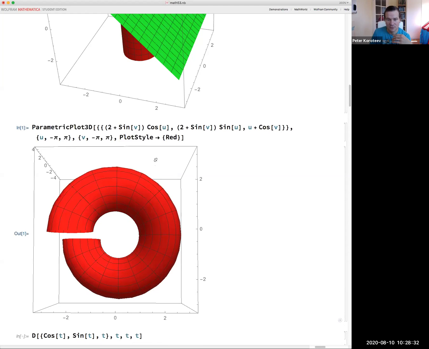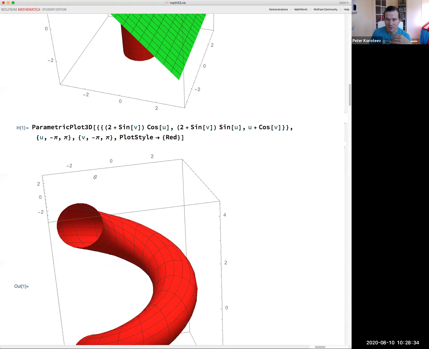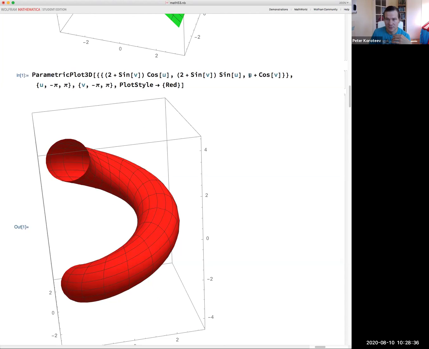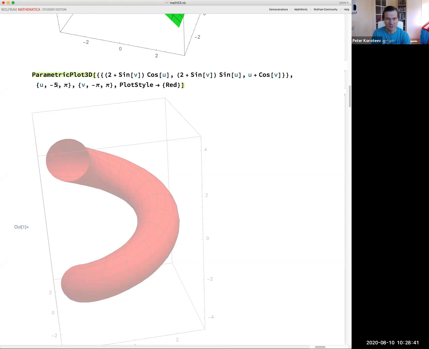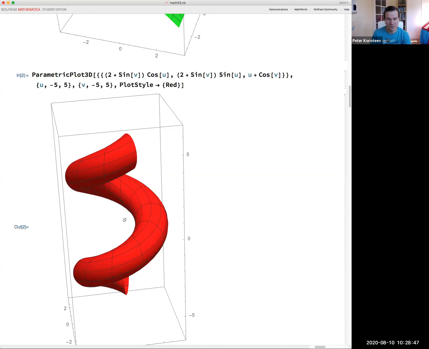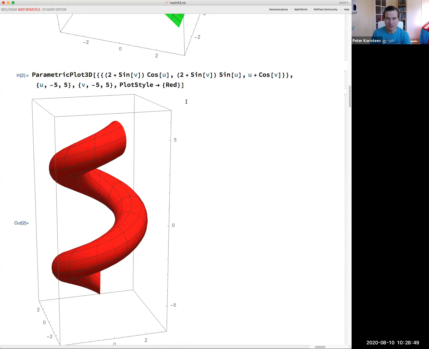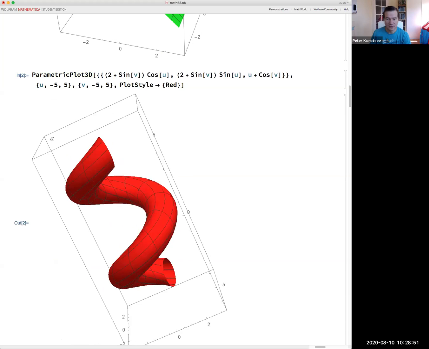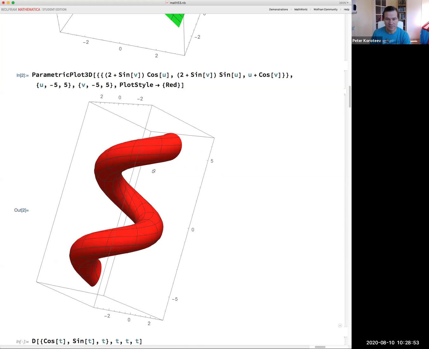However, if you look vertically, in the z direction, this just shifts by u. Let's maybe do minus 5 to 5. So it goes like this, and then it's actually a circle. It's a circle cross section in that pipe.